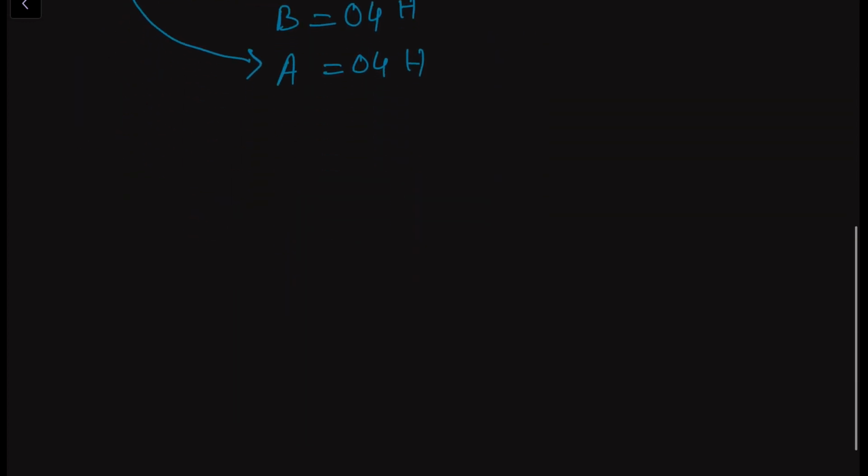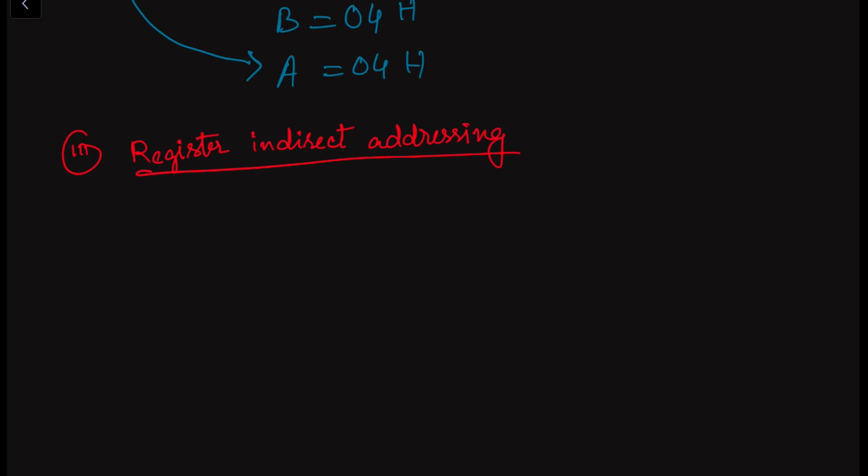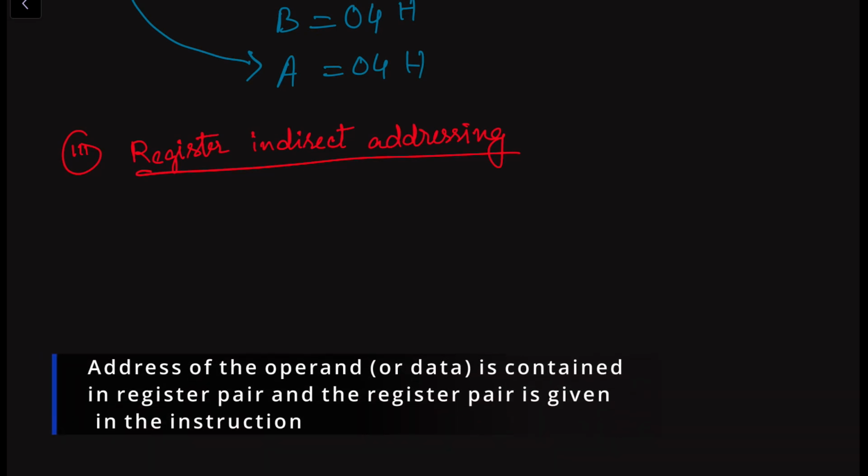Now let us go to our third type, the register indirect addressing mode. In this type of addressing mode, whatever the address of the operand is, it is specified in the register pair.